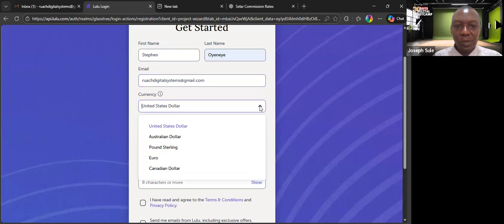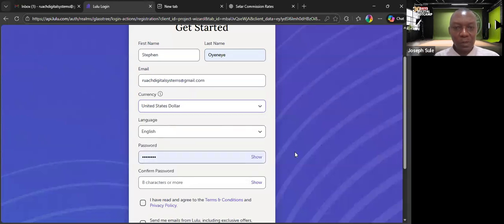If I click on this to see what options I have, there are just 5. It's either I want to trade in the US dollar, Australian dollar, pound sterling, euro, or Canadian dollar. Most times it is easier to do international trading with the United States dollar, so I'll just leave this as US dollar.